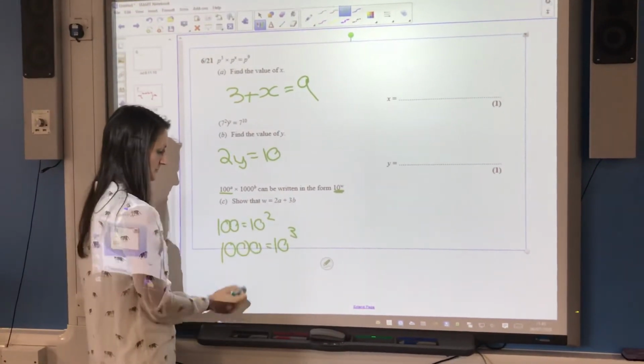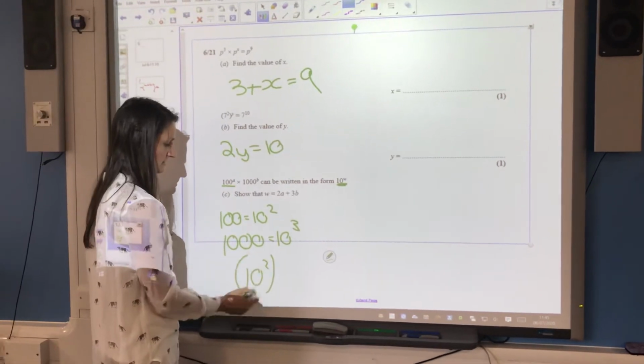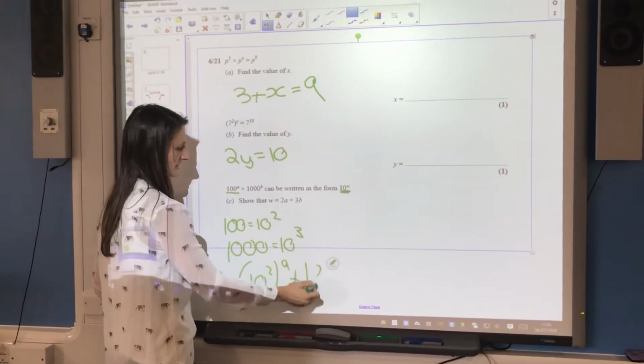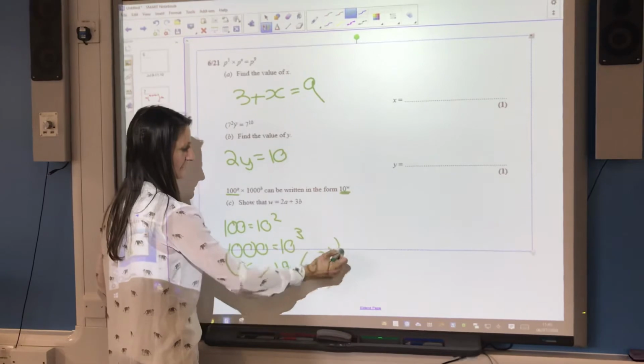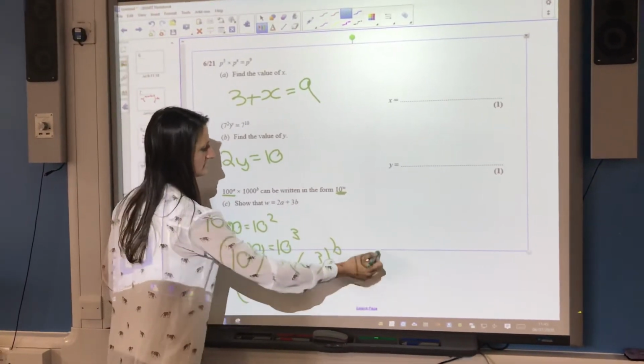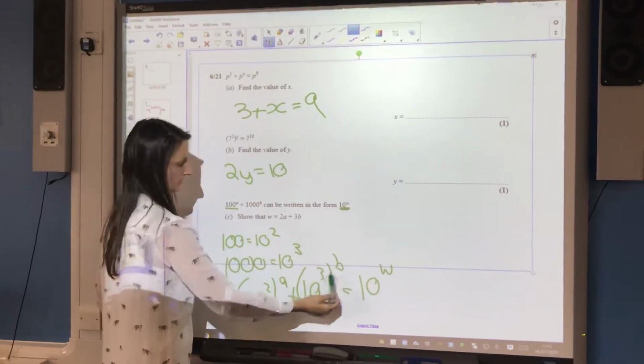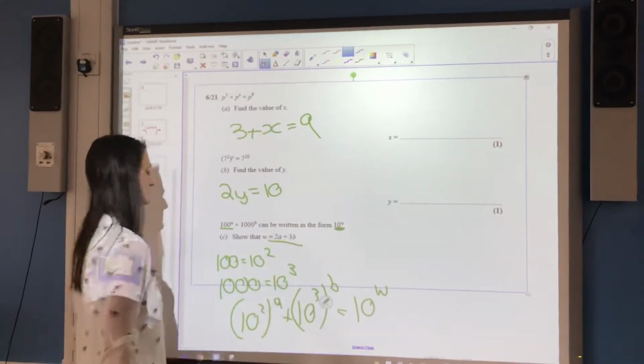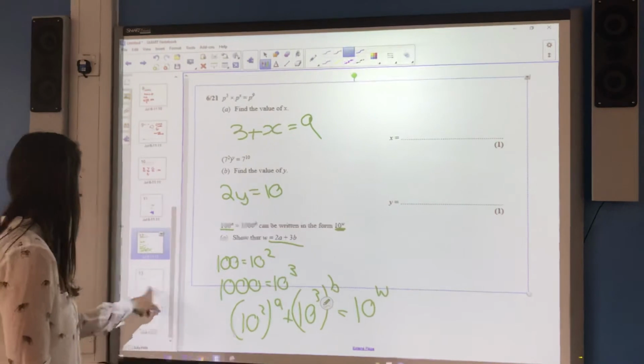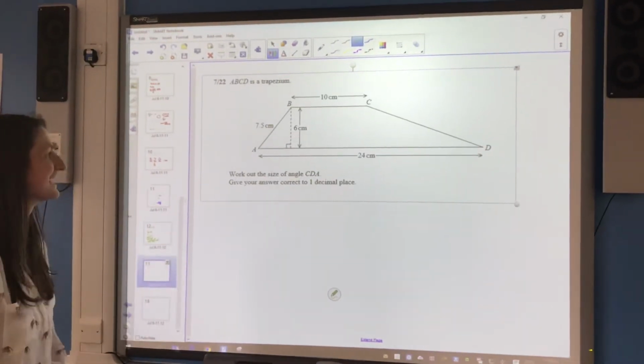So then really we've got 10 squared to the power of A plus 10 cubed to the power of B gives me 10 to the W, and then if you just use the rule you used here, multiplying those out, you get the equation you're looking for. 2 more short little questions before the end.